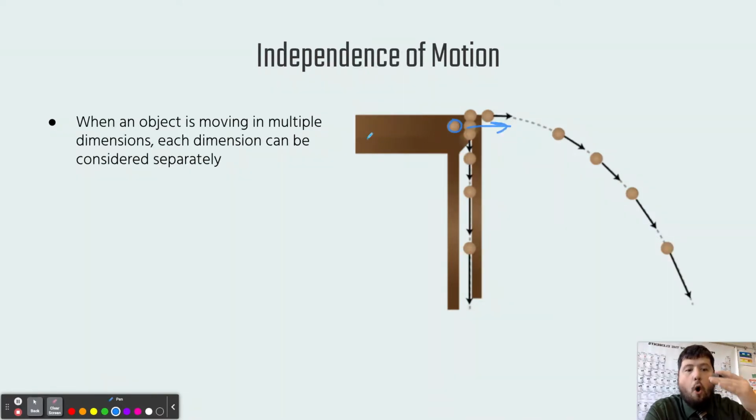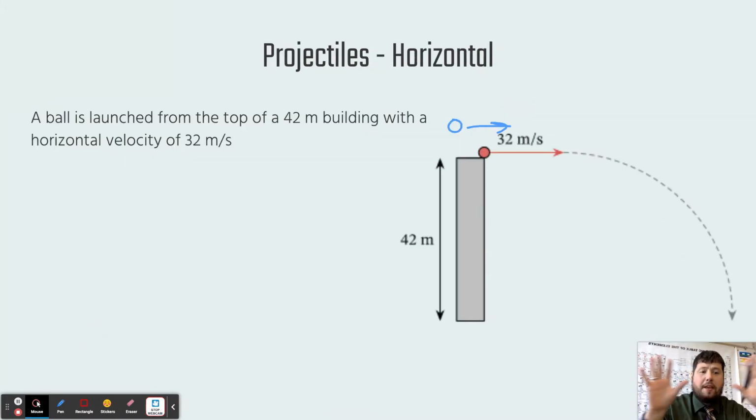And so we only need to consider what would happen to an object falling to consider the up and down motion, and then we can consider an object going forward when we consider the x direction or horizontal motion. So each dimension can be considered separately. Now there's a lot of different problems that you can ask, but we're going to split things up into two broad categories. The first one I'm going to call horizontal projectiles, and then we've also got projectiles where you have vertical motion going on as well.